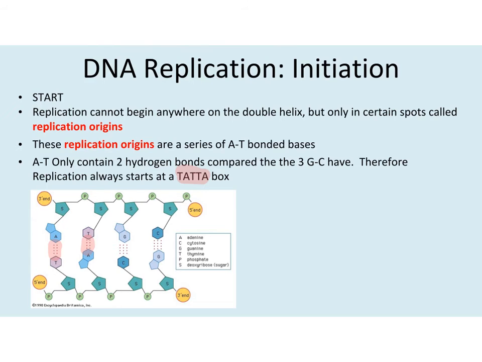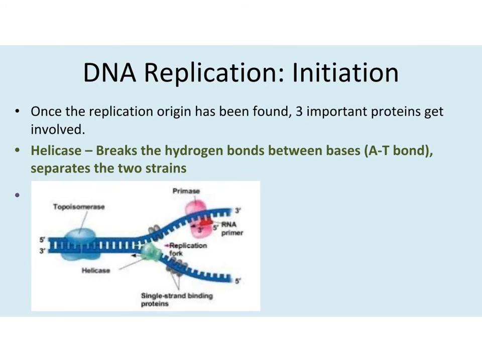Okay, so now we found that location. We found the TATA box. Next step: there's an enzyme that's going to come in and basically cut all of these hydrogen bonds. Once the replication origin has been found, once you've found that TATA box, 3 important proteins get involved. Okay, so it's going to be 3 proteins that we're going to go through today: helicase, topoisomerase, and single binding proteins. The first thing that we're going to go through is helicase.